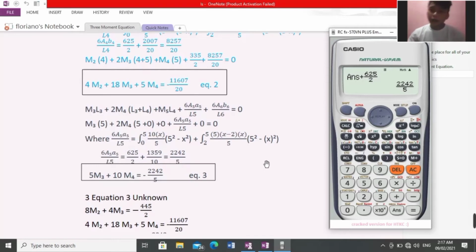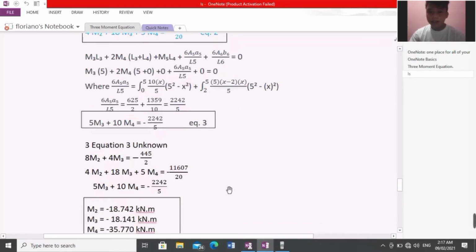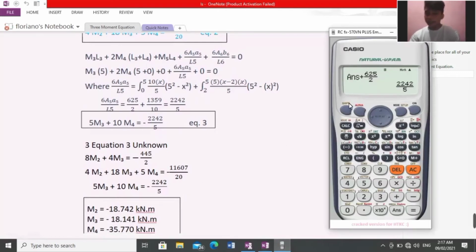So, ngayon, mahanap na natin yung moment M2, M3, and M4 by using equation 3 unknown using this calculator. So, mode 5, 3 equation 3 unknown, ito yung gagamitin natin sa number 2. So, dito pala, sinulat ko na yung mga equation. This is the equation 1, equation 2, and equation 3. So, isulat ko na yung mga value. 8, 4, 0. Kasi wala naman siyang M4 kaya 0.